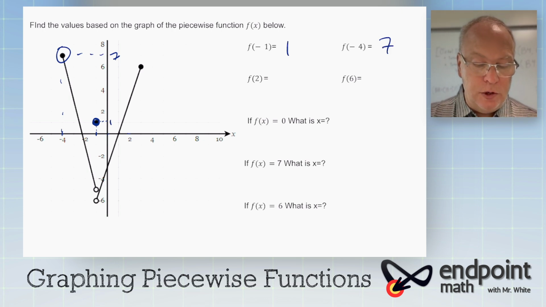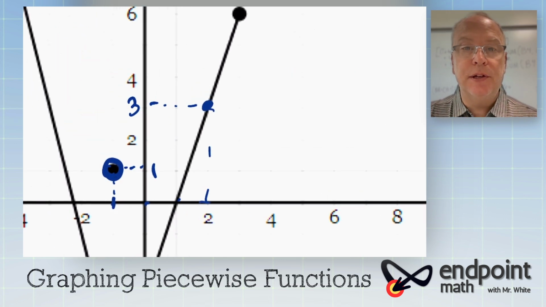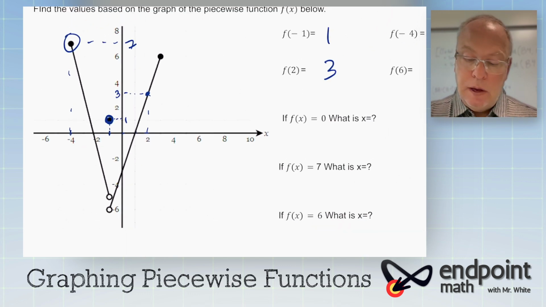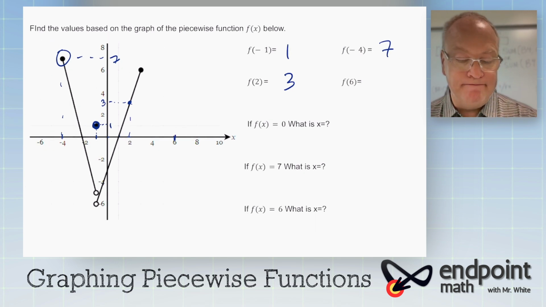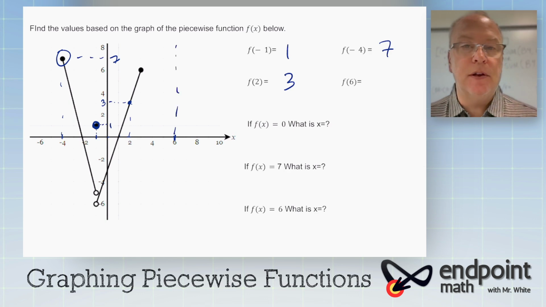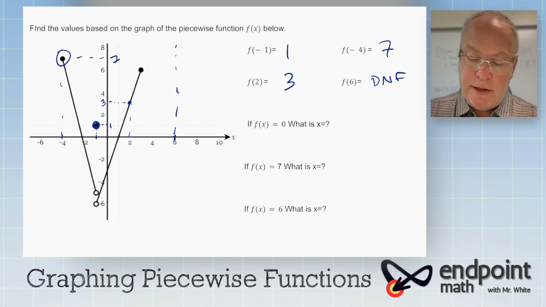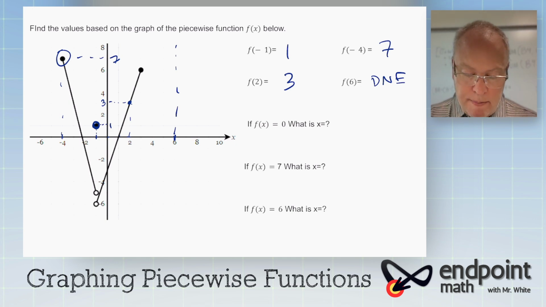F of 2. We go over 2, we go up to right here. I don't know if you can see it. That's at 3. If I zoom in, maybe you can see it a little better. And then f of 6 is way over here. The graph doesn't exist there. This doesn't have an arrow, folks, so it does not exist over there. So let's just put DNE, does not exist.